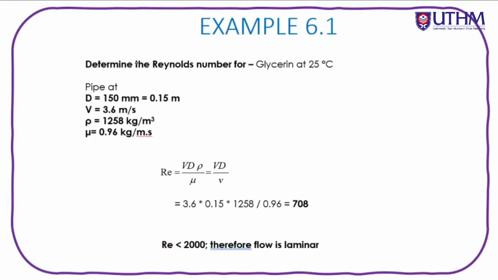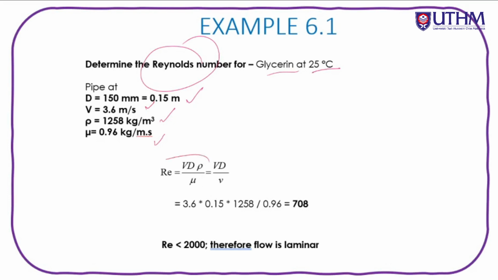This example is easy. So determine the Reynolds number for this glycerin at 25 degrees Celsius, given that this glycerin is moving in a pipe that has a diameter of 0.15 meter, and the fluid itself is moving at a 3.6 meter per second velocity. It has a density of 1258 kilogram per meter cube, and a dynamic viscosity of 0.96 kilogram per meter second.